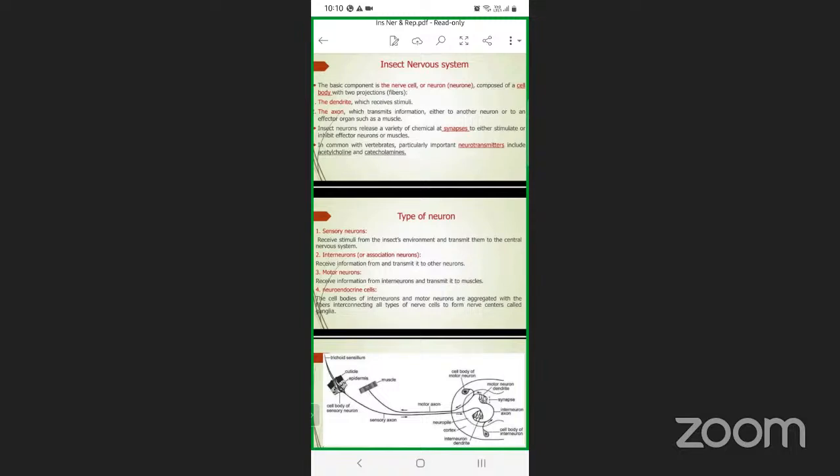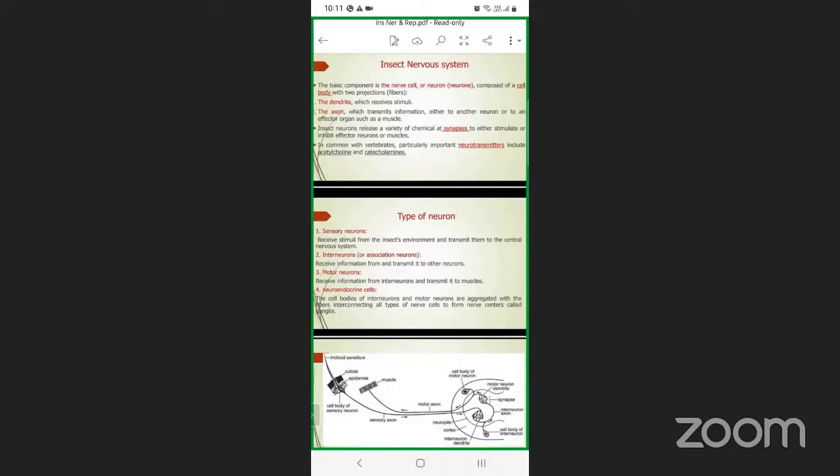And when we look at the function, the cell bodies of interneurons and motor neurons are aggregated with the fibers, interconnecting all types of nerve cells to form nerve centers called ganglia.